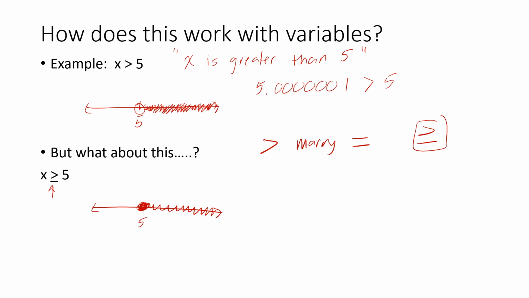It's including the boundary. So in both cases, the 5 is a boundary for the inequality, but in one case, the boundary is included, and in the other case, the boundary itself is not included. And we show that by shading it or not shading it. We always shade the stuff that's included, so we just go ahead and shade in that dot.